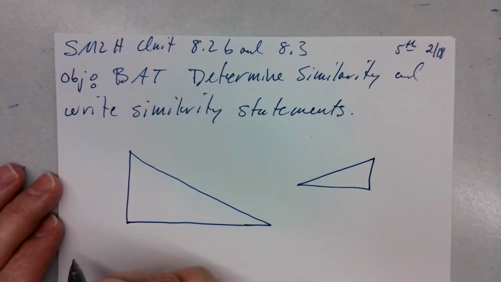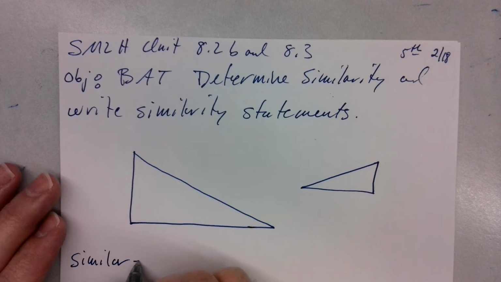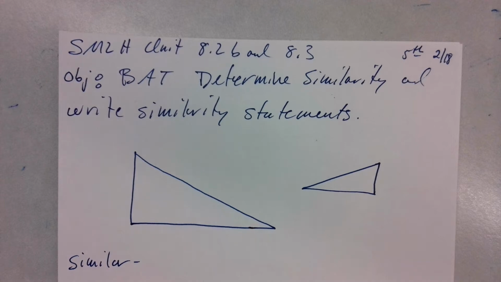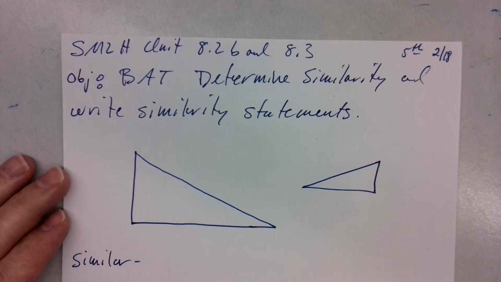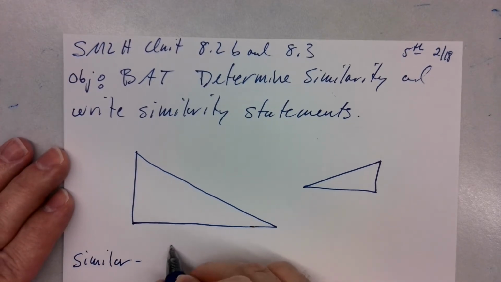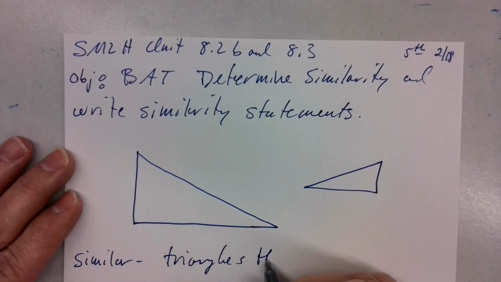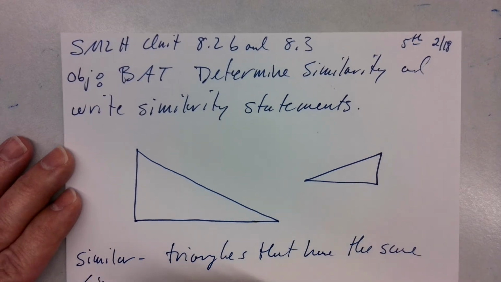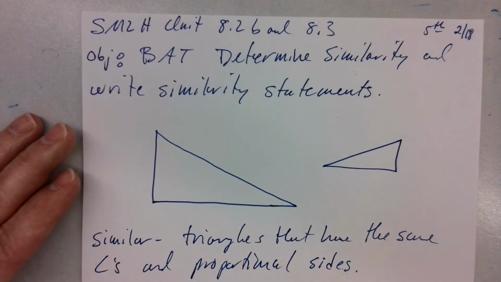Okay, who knows what the term similar means? By definition. Same, like the ratio. Okay, so it's all about ratios. Similar is not equal. Do you understand what I'm saying? Okay, so what you need to understand is similar refers to triangles that have the same angles and proportional sides.